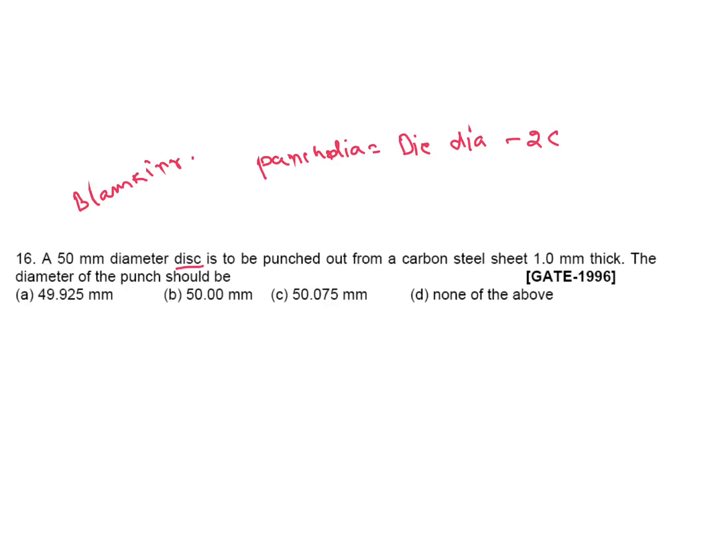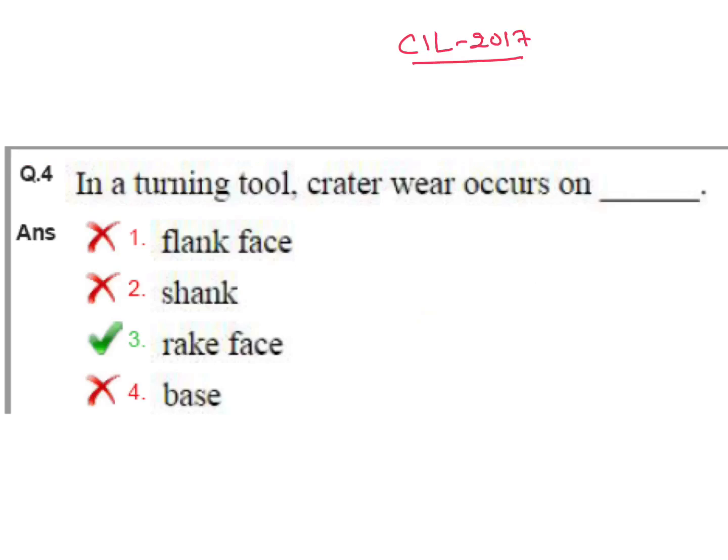This question is also useful for upcoming exams. In a turning tool, crater wear occurs on the rake face. But for flank wear, if they ask flank wear instead of crater wear, then your answer will be the flank face. And the mechanism is also very important. For crater wear, the main mechanism is diffusion, and for flank wear, the main mechanism is abrasion. This mechanism is also very important. This is a Coal India 17 question.